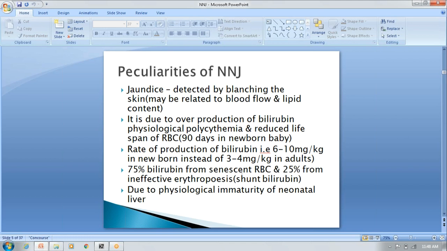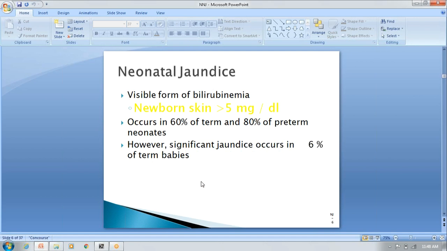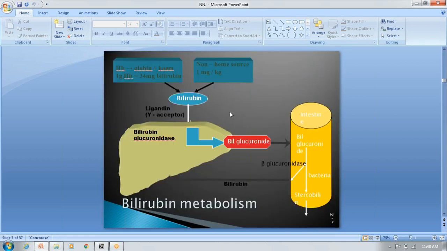Then the other contributing factor, a peculiarity of neonatal jaundice, is the immaturity of the neonatal liver. So clinically we can detect jaundice when the bilirubin is more than 5 milligrams in a newborn, more than 2 milligrams in adults. And when you see the bilirubin metabolism here, we can see the representation of this in the photo.